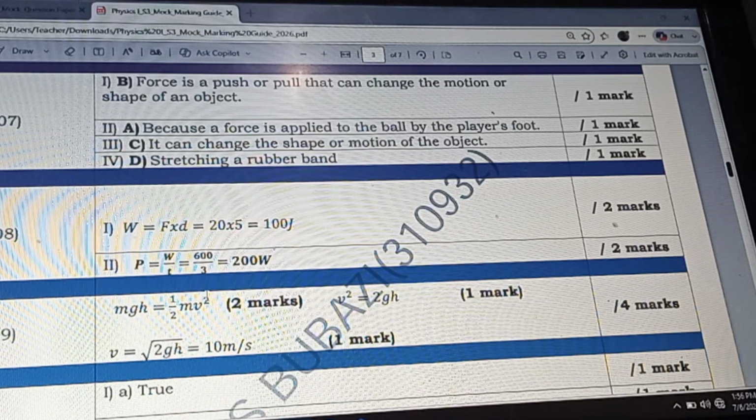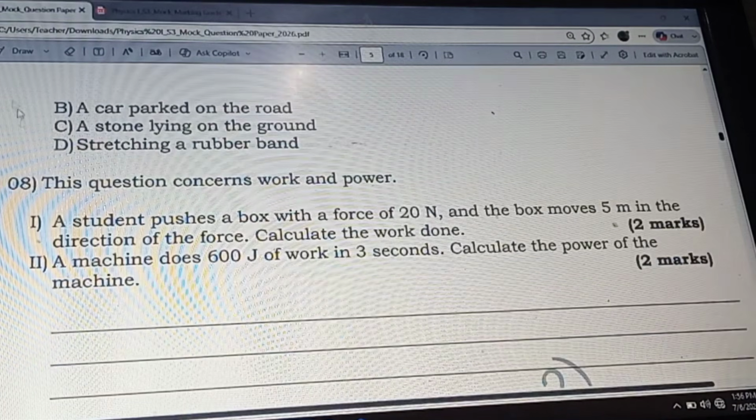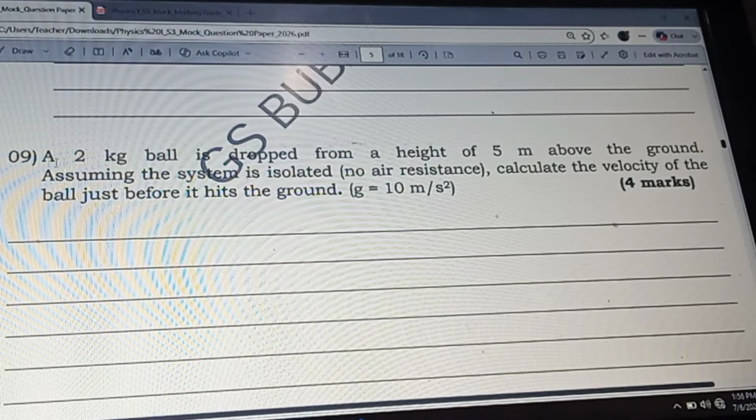And remember the unit. Work over time, 600 over 3 is equal to 100 watt. The SI unit of power is watt. Let's continue to the next question.